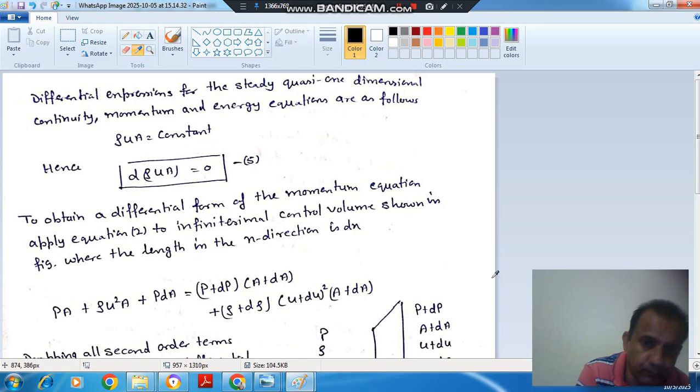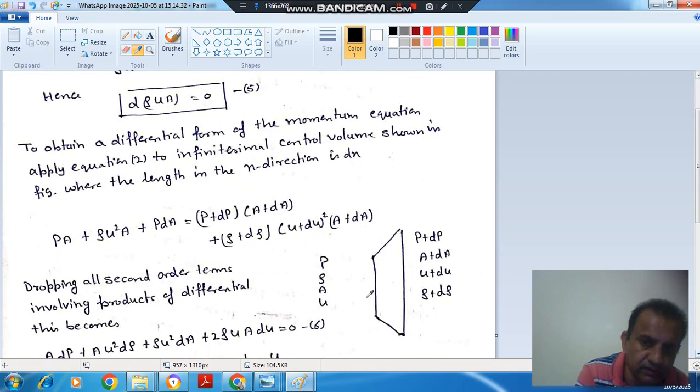So now for the momentum equation, consider this strip. Here the pressure is P, and here the pressure is P plus dP, and density is rho, area is A, velocity U, and area here A plus dA, velocity U plus du, and density is rho plus d rho. So this is your PA. Here the force is PA and momentum is rho U square A. Okay, now on this part, the pressure is P and the area is dA. Okay, so P into dA.